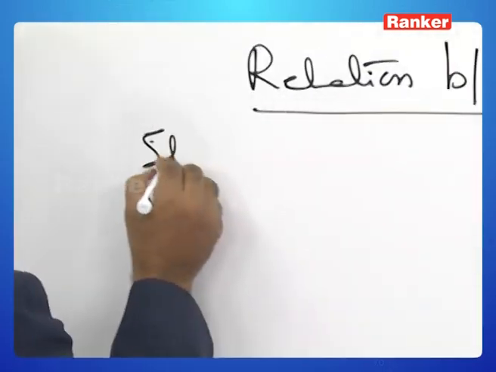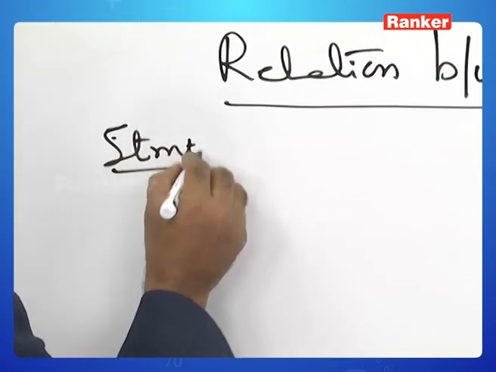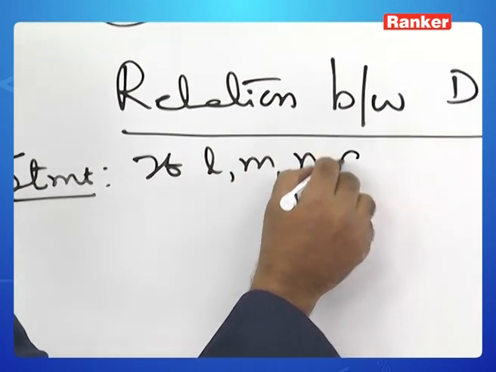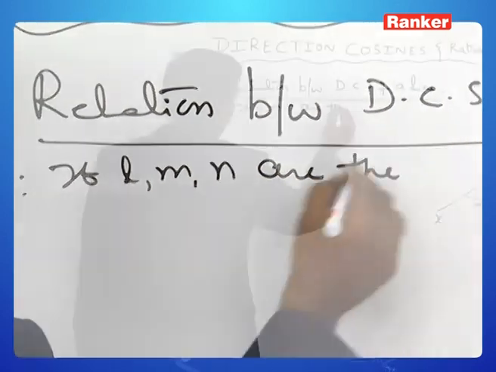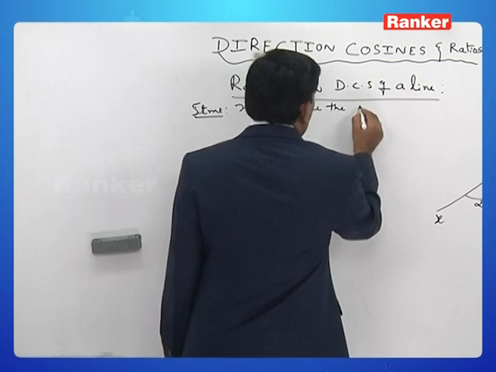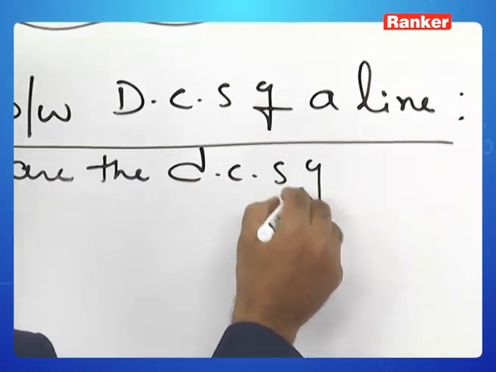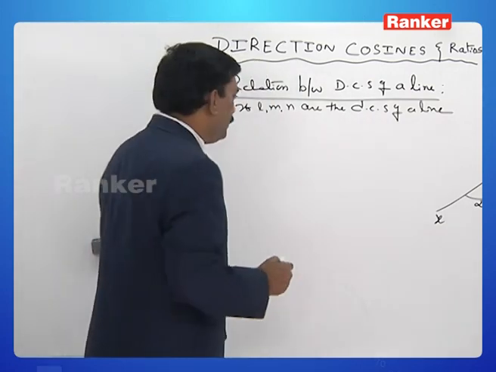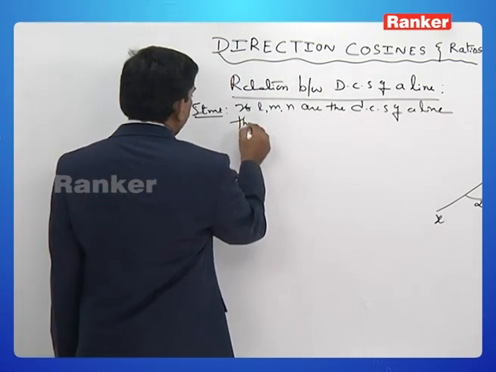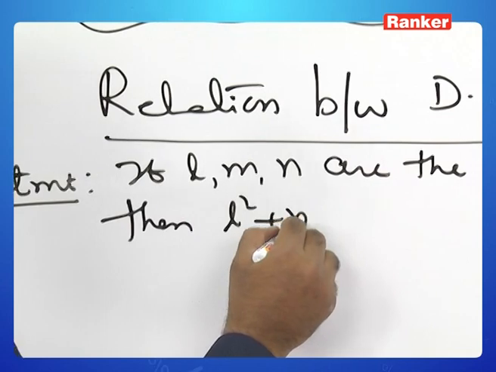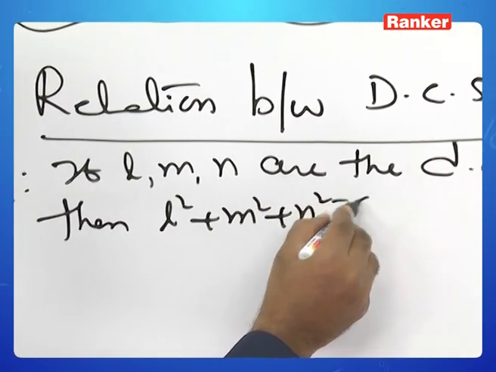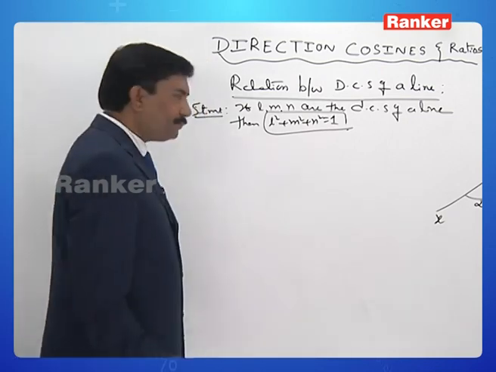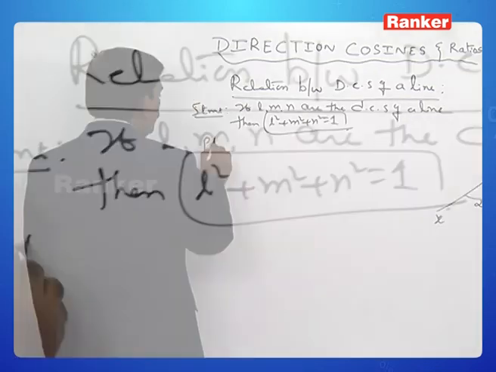The statement is, if l, m, n are the DCs of a line, then l square plus m square plus n square is equal to 1. We have to prove that. Let us see how it is.